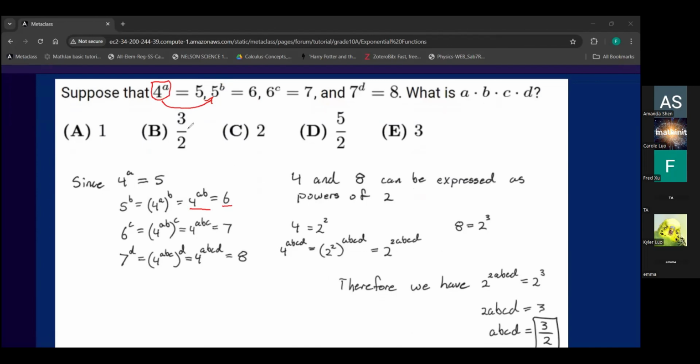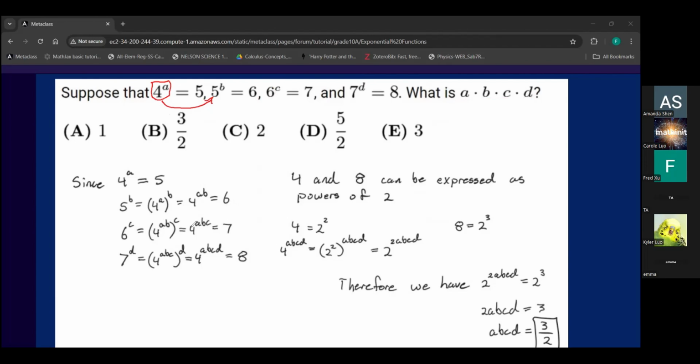Now you have A times B. You see this pattern over here. And then you repeat this pattern until you get A times B times C times D. So now you have 4 to the power of A times B is equal to 6. Now you can sub it in for this 6 over here. So 6 to the power of c is equal to 4 to the power of a times b, all that to the power of c.